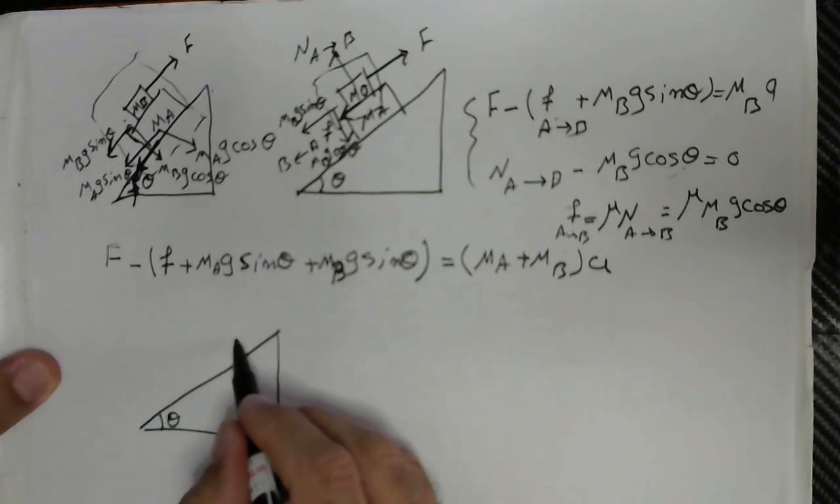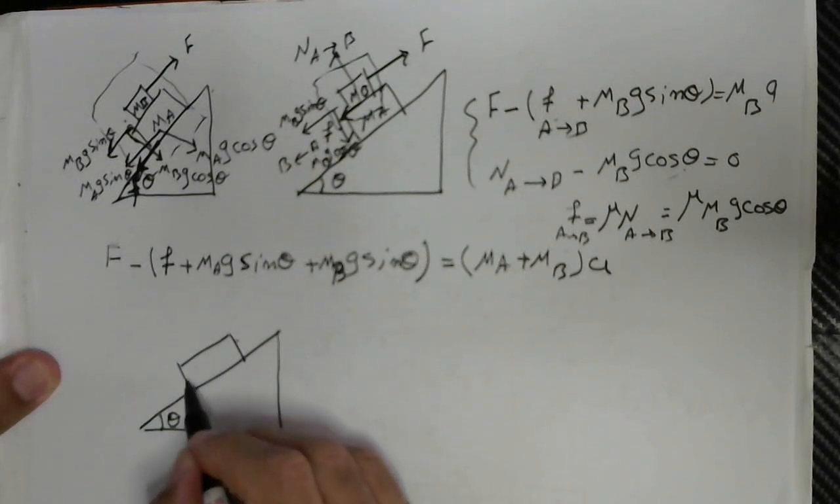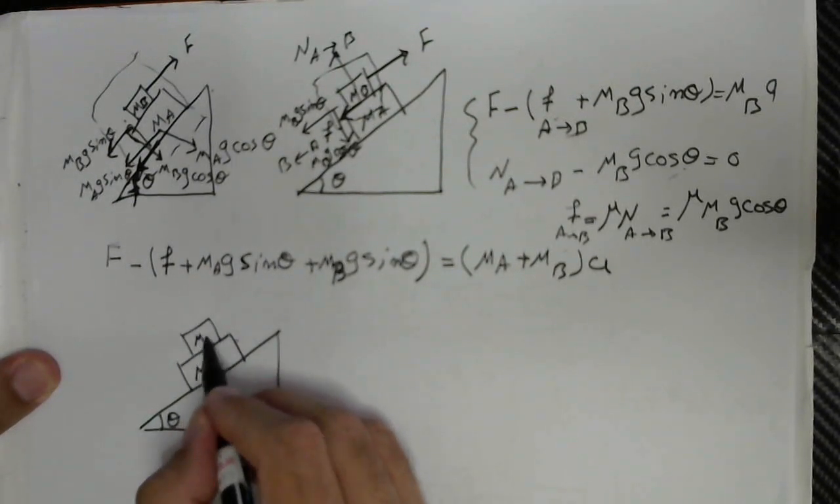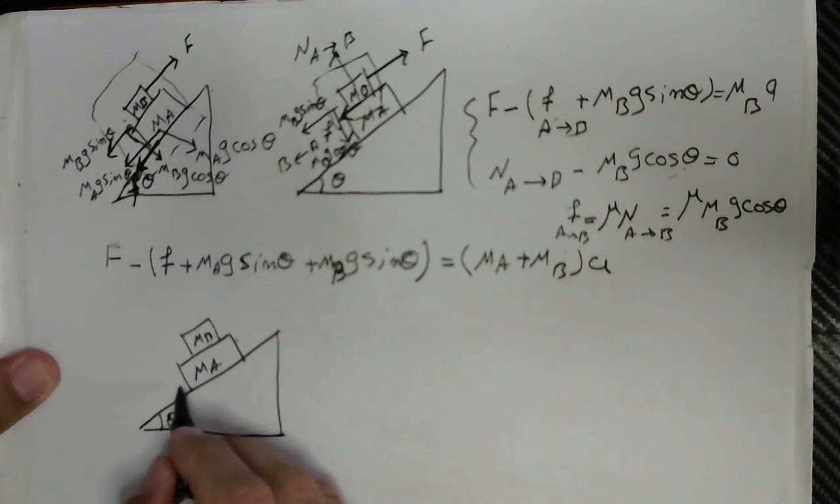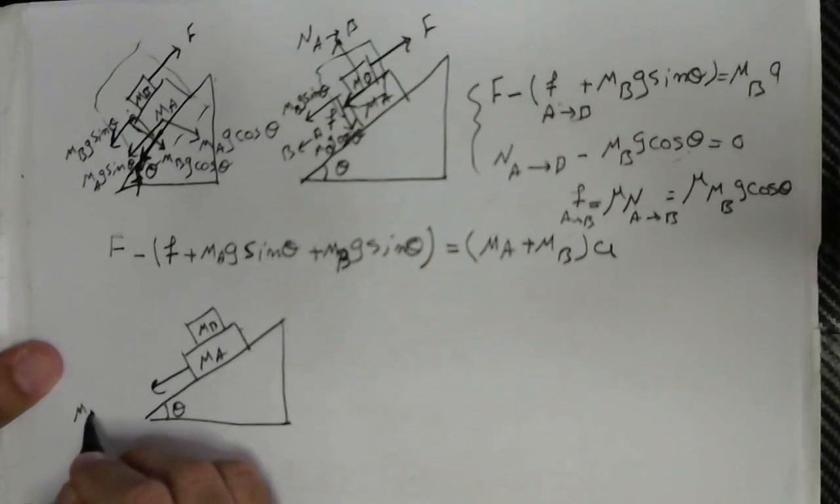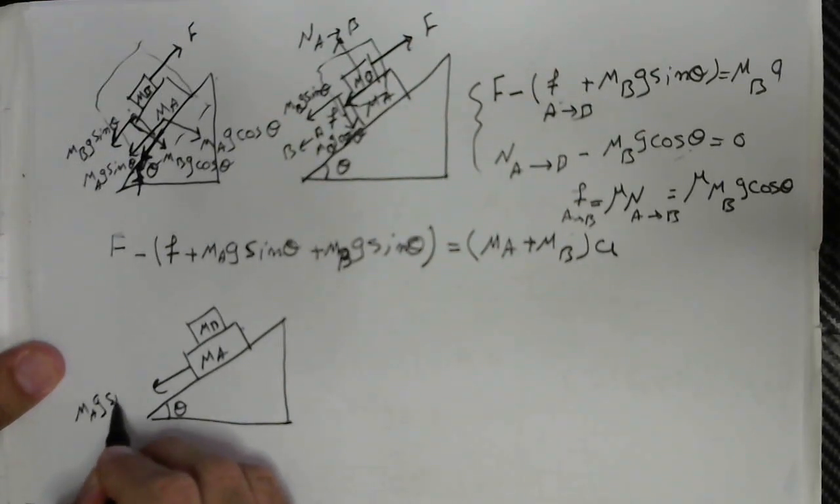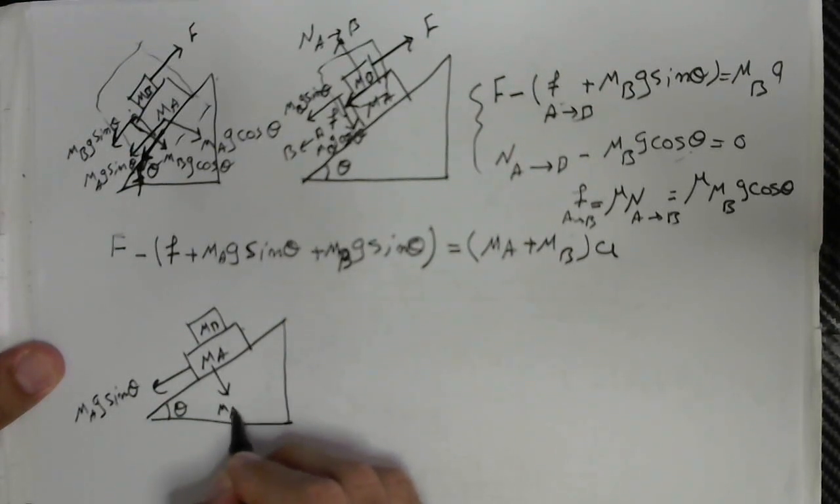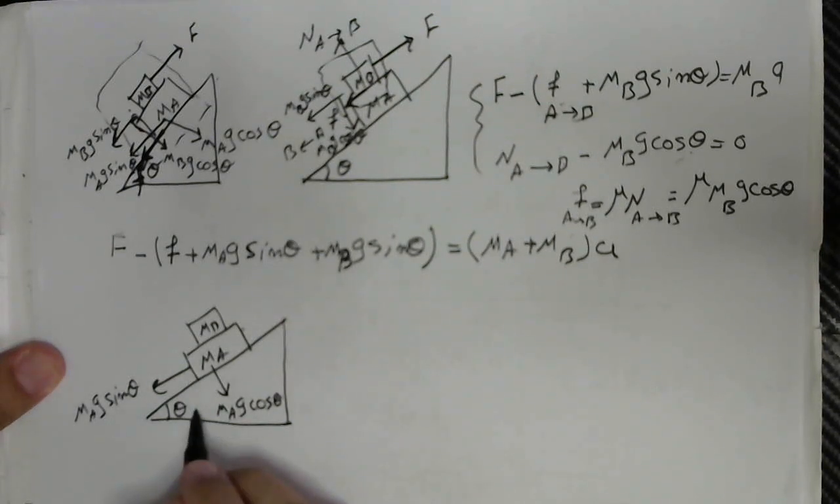I assume, if you look and compare to the previous examples, you probably already know the answer. This becomes MAG sine theta and MAG cosine theta. I just assume the MA projected the mass to these two directions.